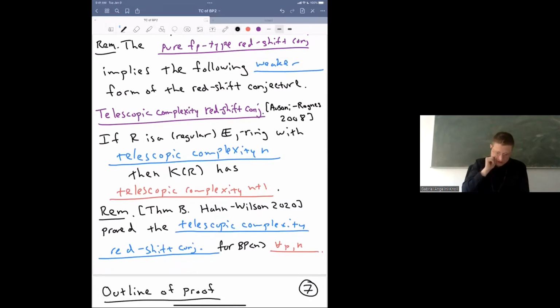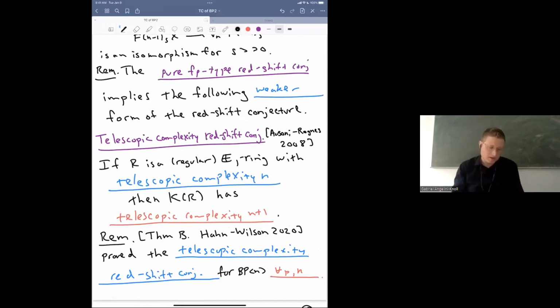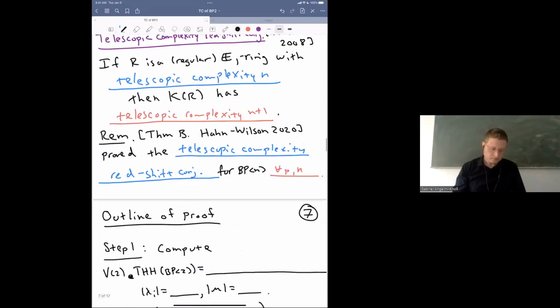So right. Then the next part of the talk is going to be a sketch of the proof. So basically what I'm going to do is at the same time sketch how we compute topological cyclic homology and also outline how one computes topological cyclic homology in general. So many of the things I described will work more generally, but then I will be working in this special case for BP<2>.